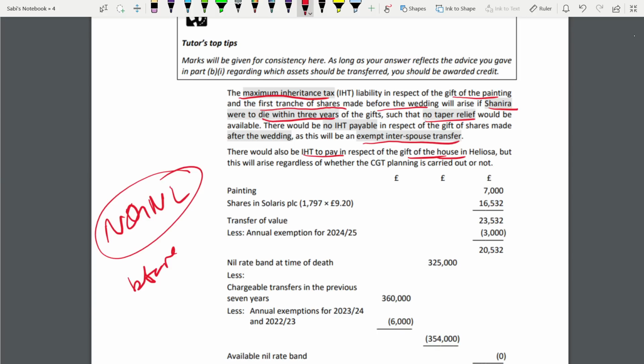Whether you calculate CGT planning or not, you have to give that. That will come, because that was done before the wedding. Anyway, the tax year 23-24. So that will come.